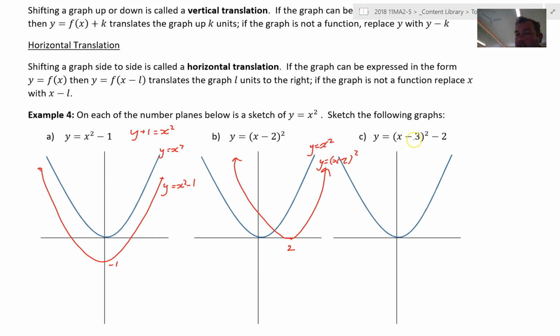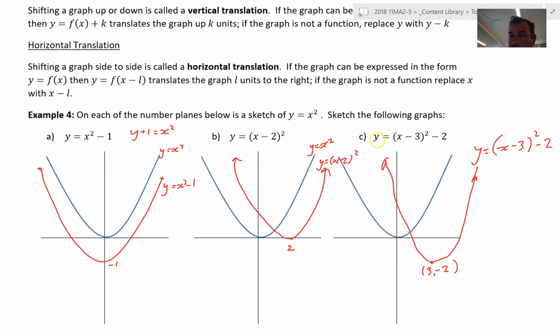This one, I'm going to translate it to the right 3 units. And if I put that over there, that would be plus 2. That will be down 2. So to the right 3, so we go across 3, down 2. That's going to be my new vertex. And so it's going to go like this, I reckon. That's y equals x minus 3 all squared minus 2. So there's my new vertex at 3, minus 2.